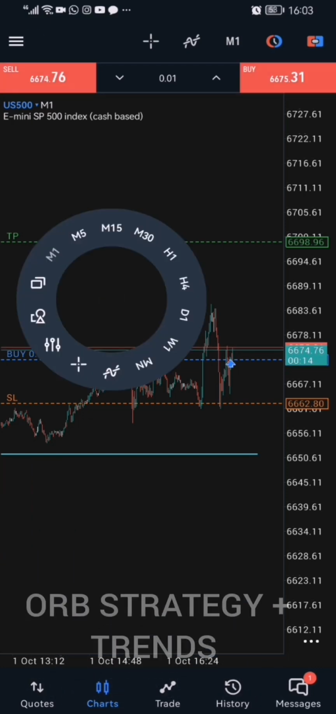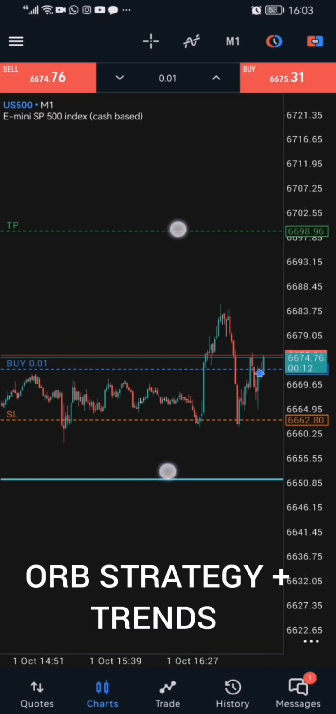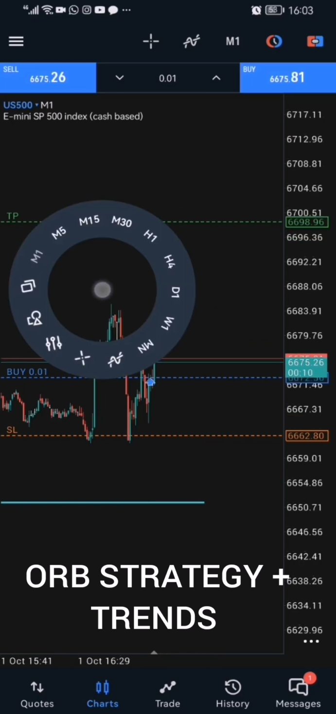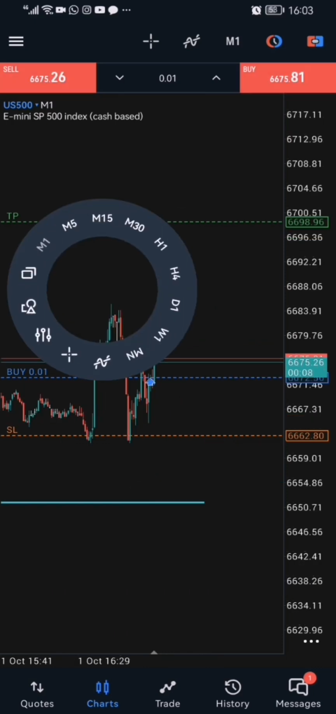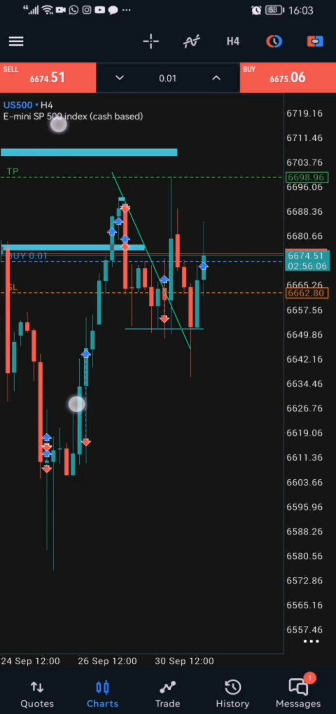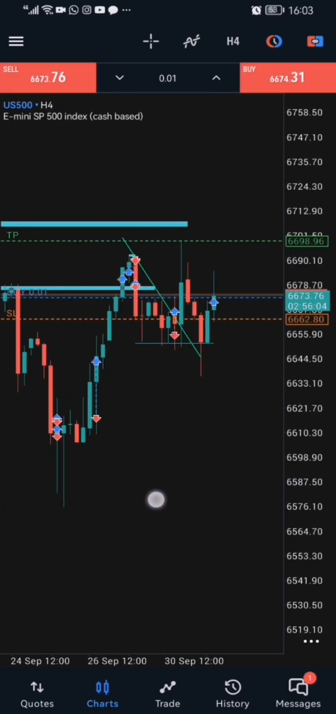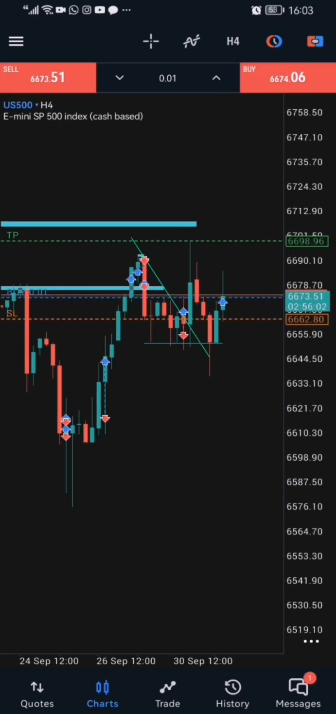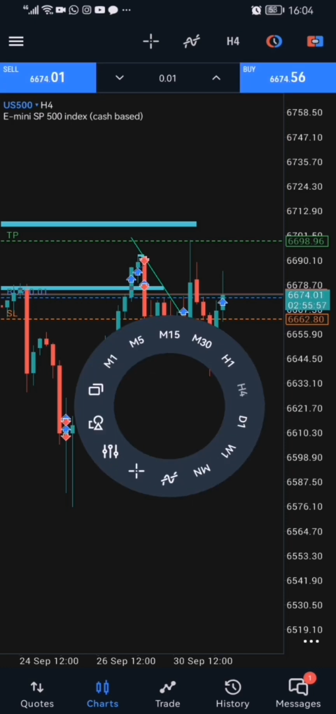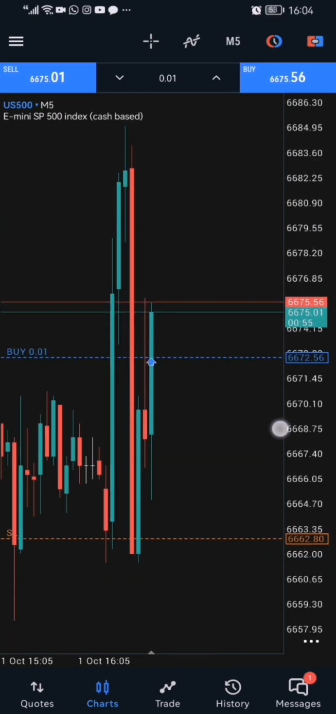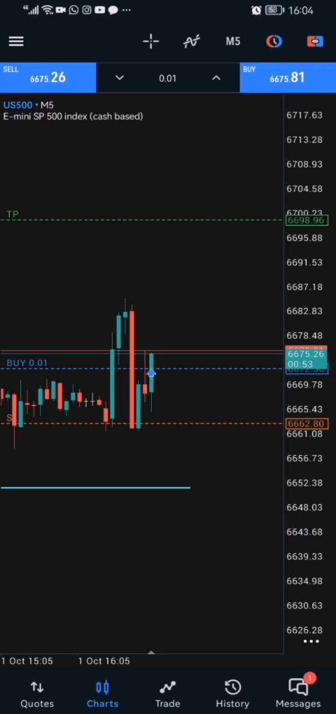Okay, so basically I had an overall bias already on this market. I went on the higher time frames, say for example 4 hours, and I could see clearly that it is a bullish momentum, and I'm trading the ORB strategy. So when I then go down on the lower time frame, I could see on my screen over here that it's a clear, not a clear binary, but I jumped in early.